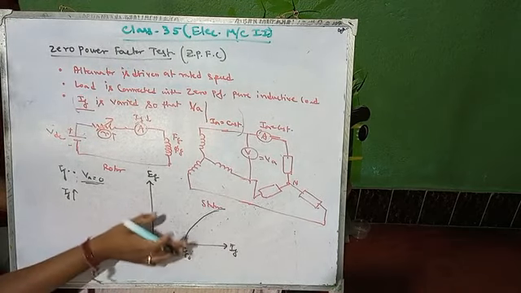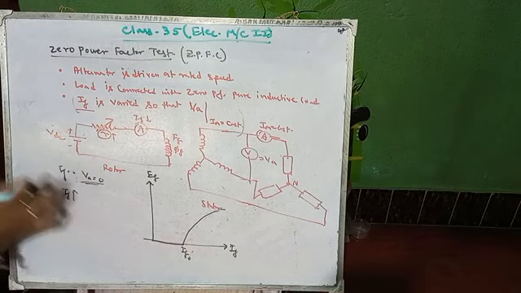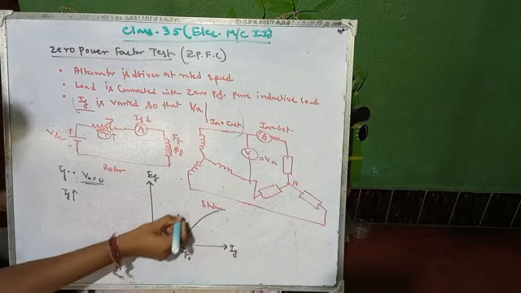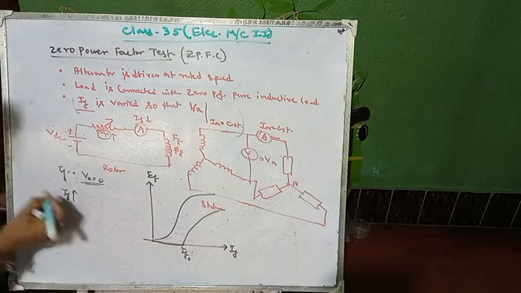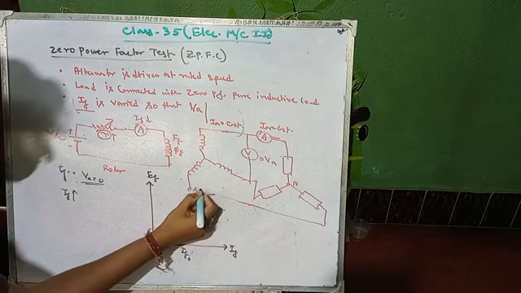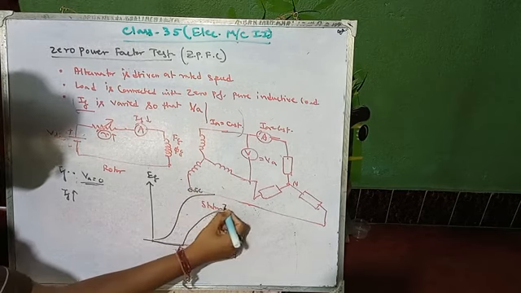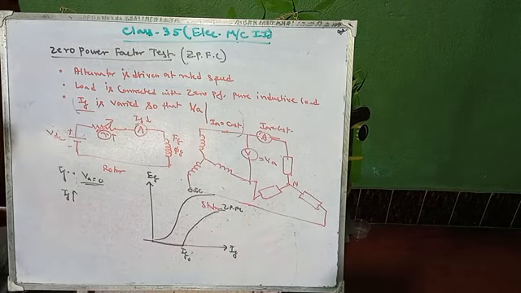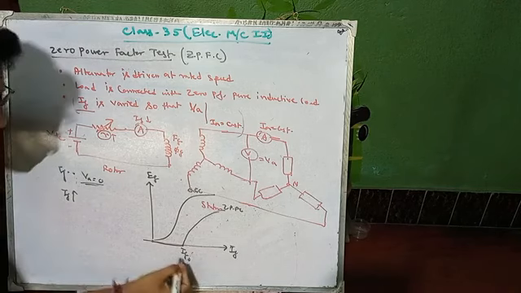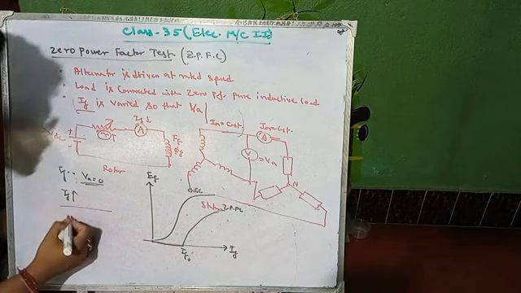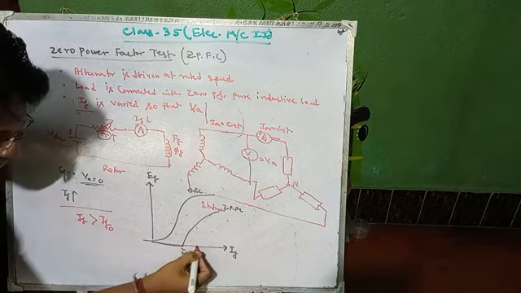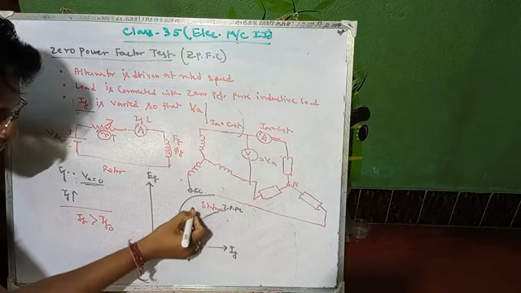Now we have to draw the OCC curve on the same machine. So what will be the OCC curve? Okay, so this is the OCC curve. This is OCC, that is the open circuit characteristics curve, and this is the ZPFC curve. Okay, so now what should I do? We have to take a certain amount of field current which is greater than IF naught. Suppose I am taking this current. So make a projection on both these two lines.